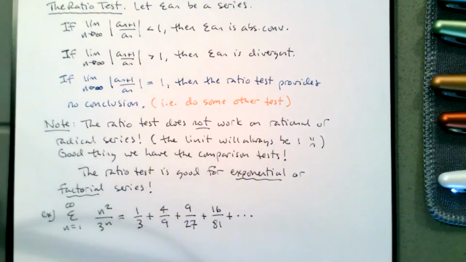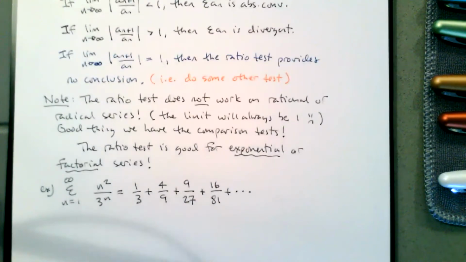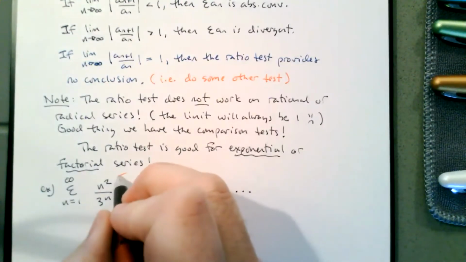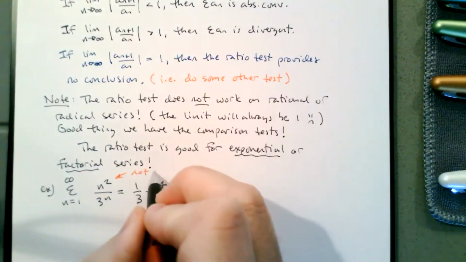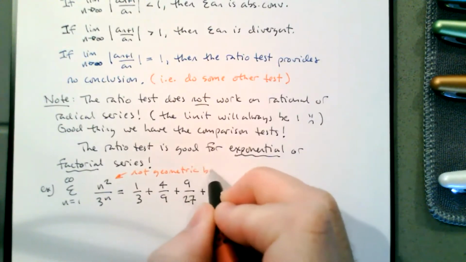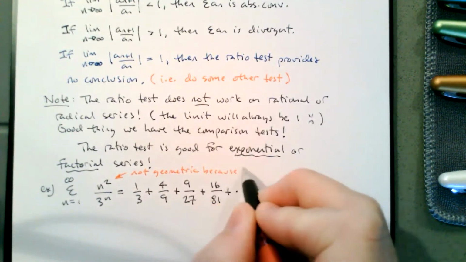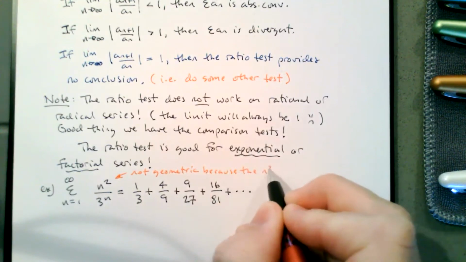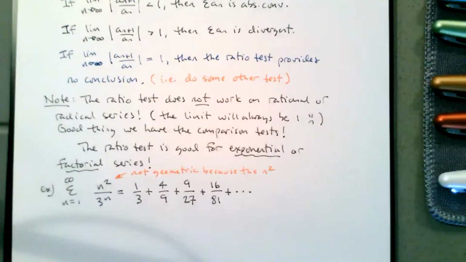So note, this is not geometric because of the n squared. It's also not a p-series because of the 3 to the n.